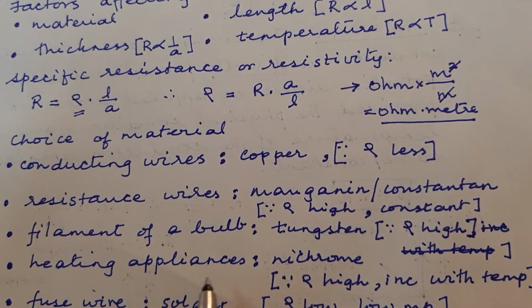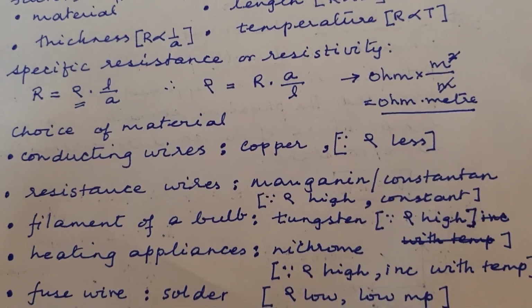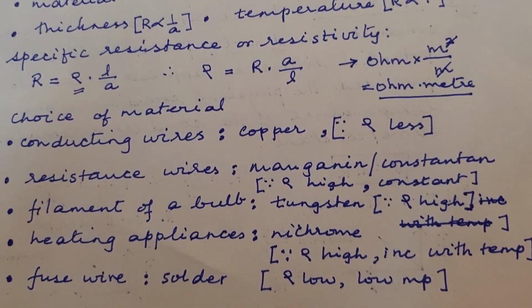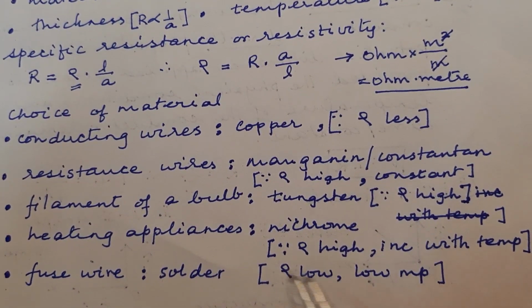Then we come to the heating appliances. In heating appliances, the heating element is mostly made of nichrome. The reason: it has high resistivity and it increases with temperature.